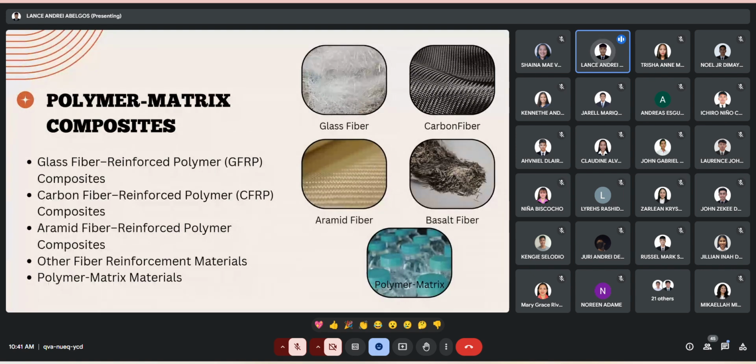And last is the polymer matrix materials. The matrix materials itself can vary, typically thermosetting or thermoplastic polymers. The matrix binds the fibers, transferring load and providing the composite's overall shape, flexibility, and durability. And in the picture, these are examples of glass fiber, carbon fiber, aramid fiber and basalt fiber, and last is the polymer matrix.